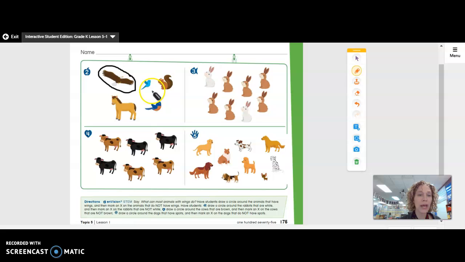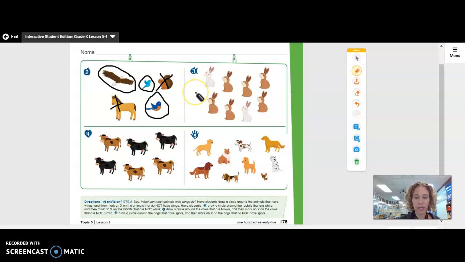Does this little bluebird have wings? Yes. So we circle it. How about, does that squirrel have wings? No. Put a big old X on that. How about, does a horse have wings? No. Put a big old X. How about this little bird? Does this bird have wings? Sure does. So we circle it. So we have three animals that have wings. That's how we categorize that group.